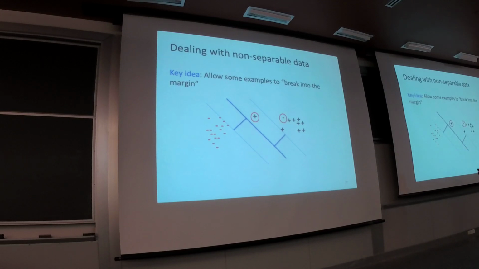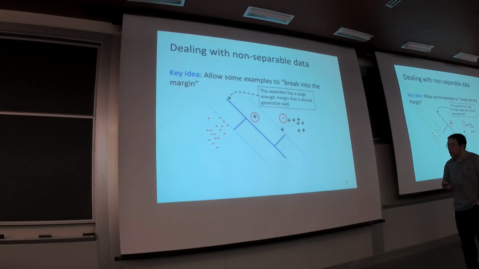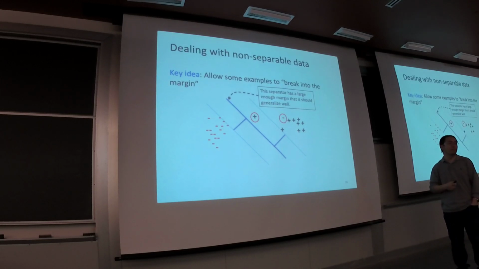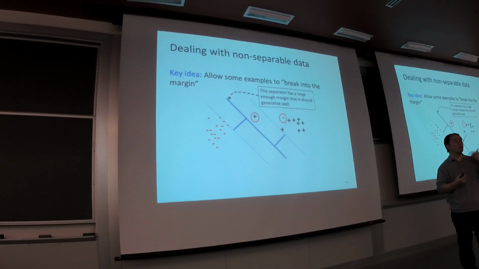So why don't we just ignore these 2 samples? We just throw them out. In other words, we search for the hyperplane that separates the remaining points, and we allow these 2 outliers to break into the margin. Because we only remove 2 outliers, we do not largely reduce the number of training examples, and our new separator still has a large margin. So we can expect that it still ends up with good generalization performance.